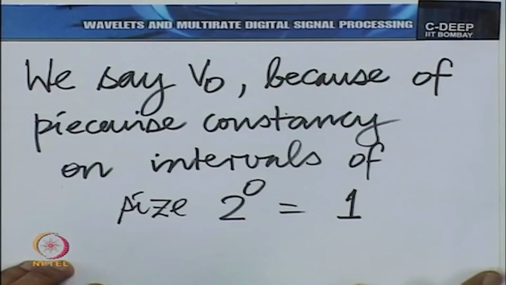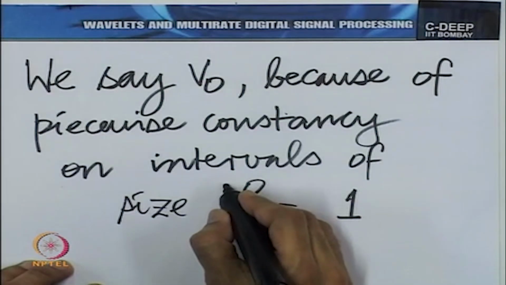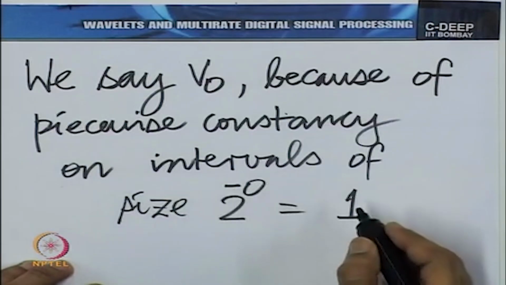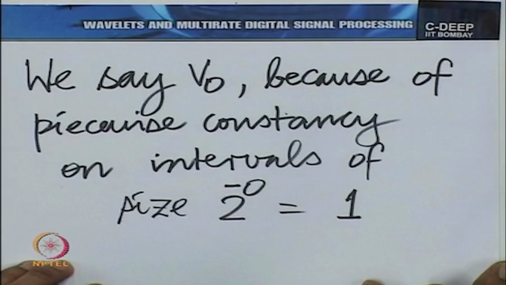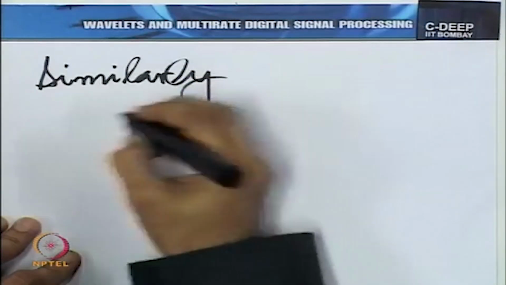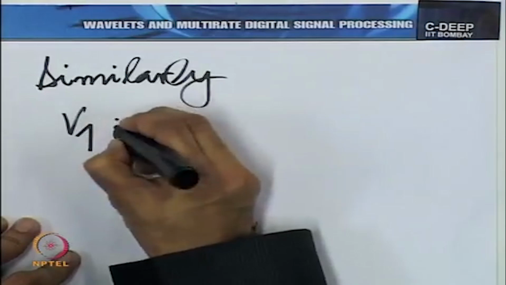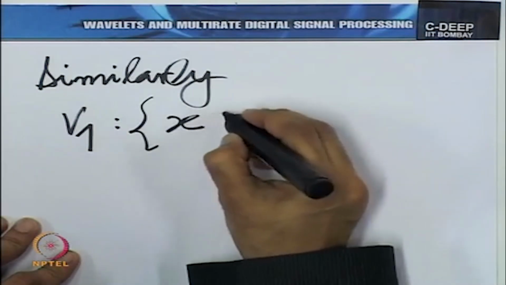And similarly, therefore, in fact, you could call it 2 raised to the power of 0, or you could call it 2 raised to the power of minus 0. We will prefer to use 2 raised to the power minus 0, because it will be consistent in future. So, we could similarly have V 1 then. Similarly, V 1 is the set of all x. Let us define it. The set of all x.